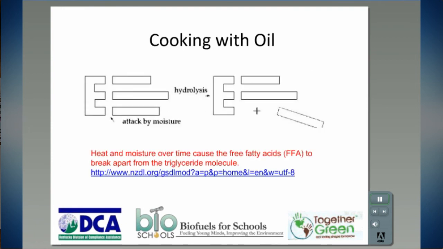Over time, cooking with oil and reusing that oil causes the fingers of the triglyceride molecule to break off. These fingers are the free fatty acids. When the oil is transformed into biodiesel, these free roaming fatty acids can adversely impact the reaction.